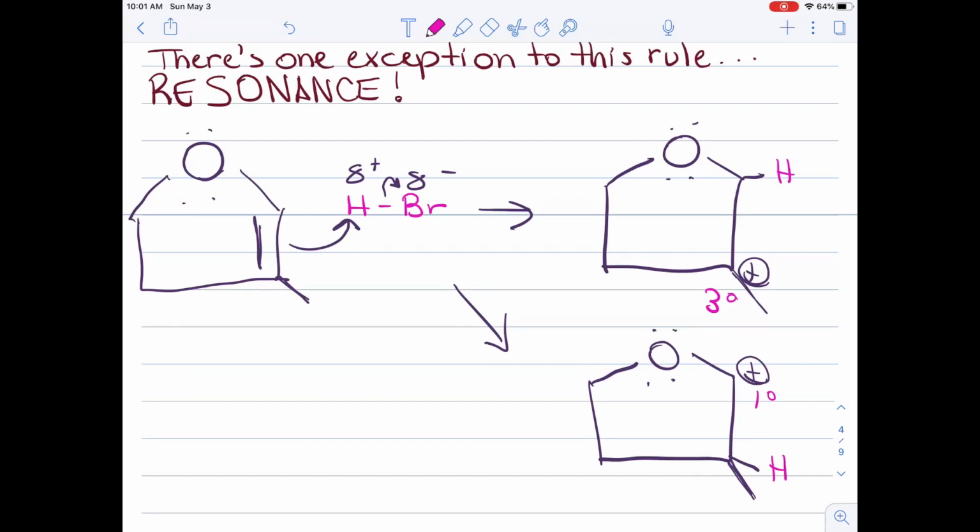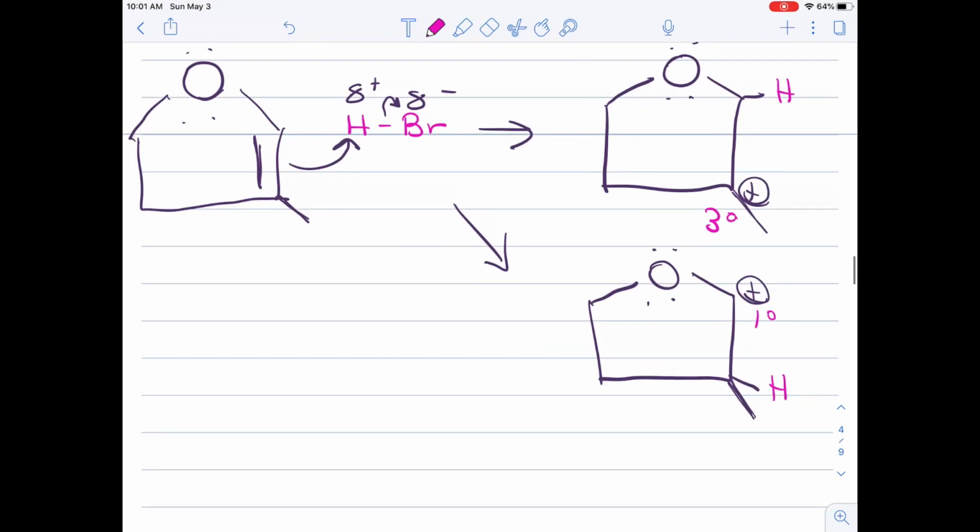Now, there's one exception to this rule, which is another rule of stability, resonance. So let's say that you have an electronegative atom close to your double bond. Your double bond is going to react with hydrogen bromide and form one of these two products. Which one is it going to form? Pause this video and see if you can solve this. So the answer is going to be the second one. It's going to form a first degree carbocation.